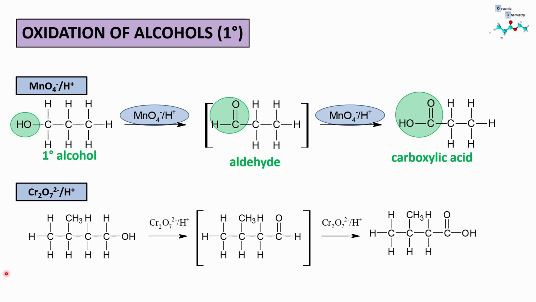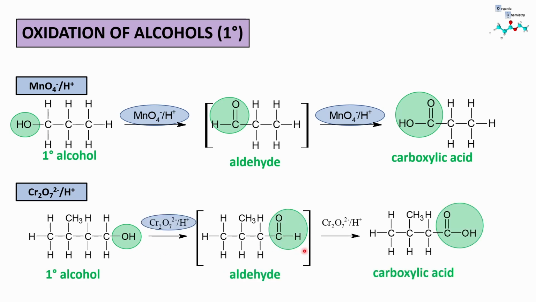In this case, this is a completely different molecule. It has a different framework, but it still has a primary alcohol on the end here. That primary alcohol will turn into the aldehyde, and the aldehyde will turn into the carboxylic acid. And these are the examples of oxidation that we need to be familiar with.